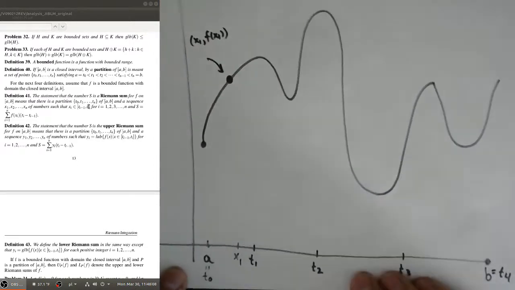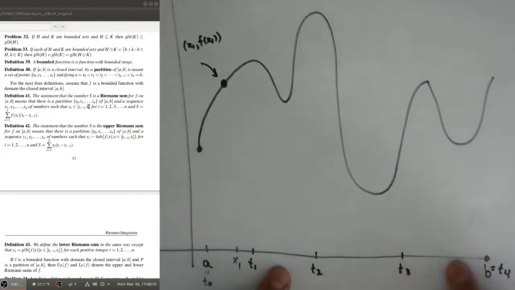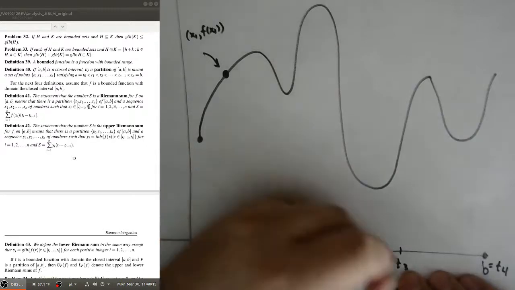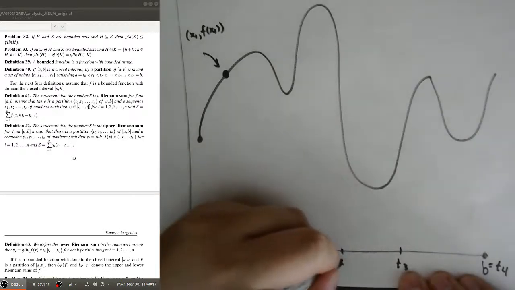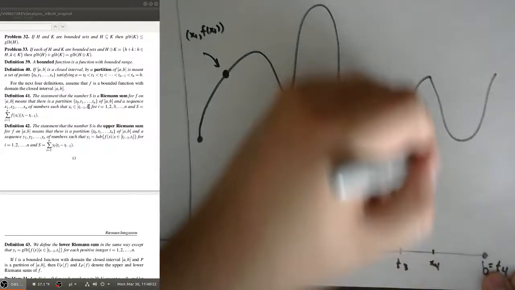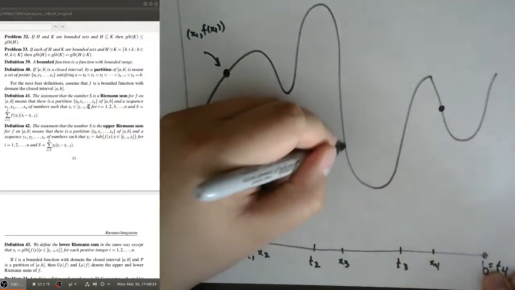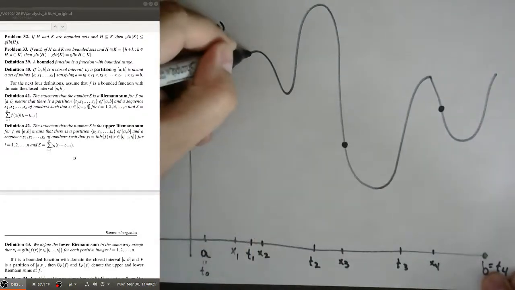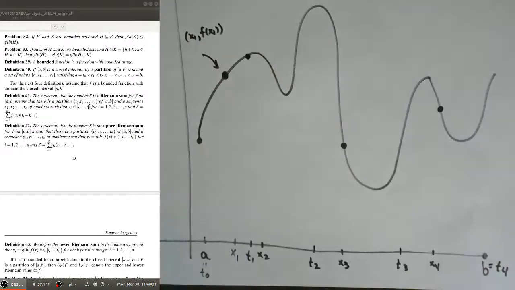And then I have to pick one of these points in the remaining three. So maybe here I pick x2 over here. Maybe I pick x3 right here. And I pick x4 maybe right here. Now this point maps up to here, and this point maps maybe to right there. Now, if you look at the rest of this definition, what they say is I take f of xi times this quantity.